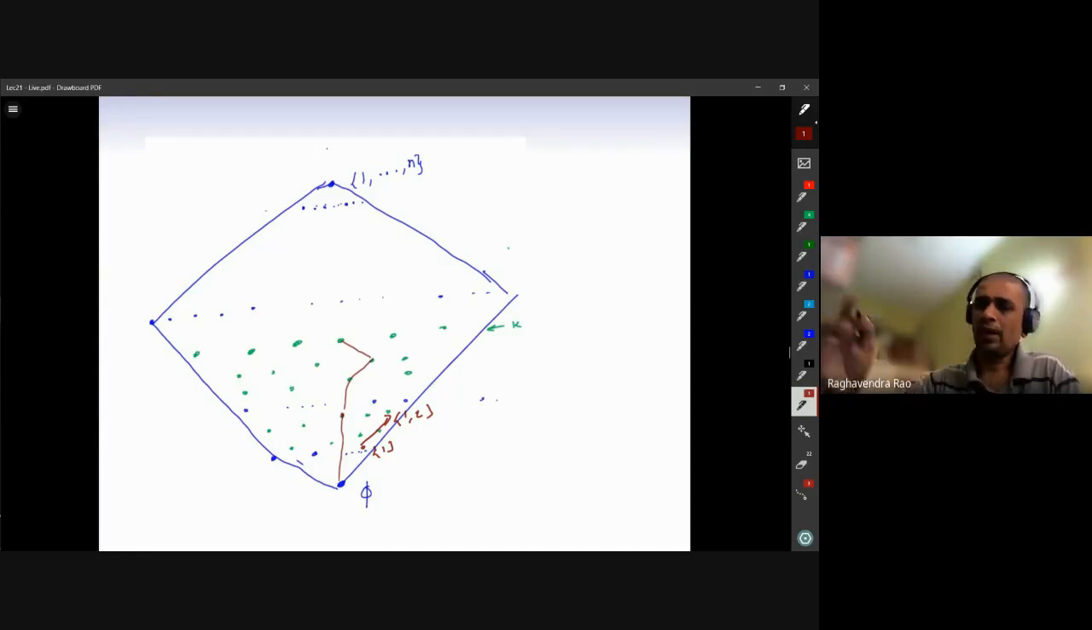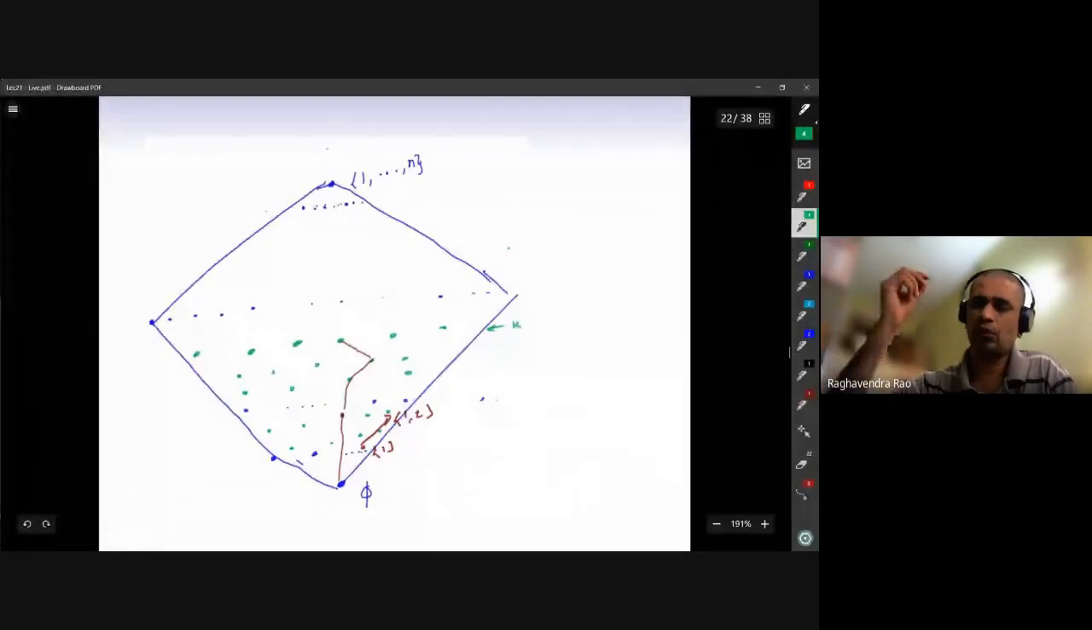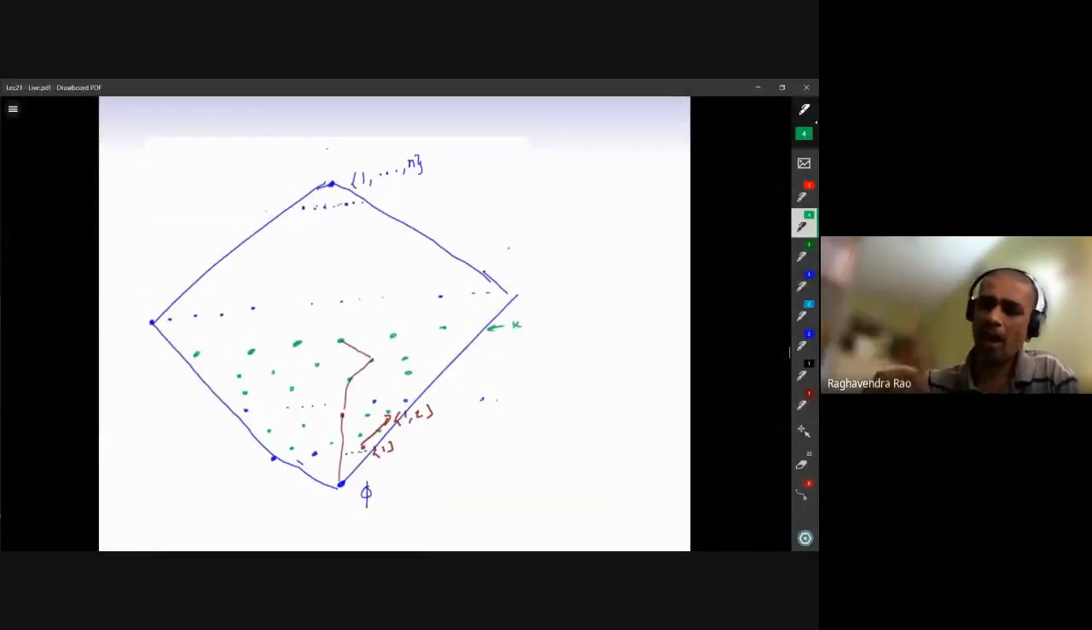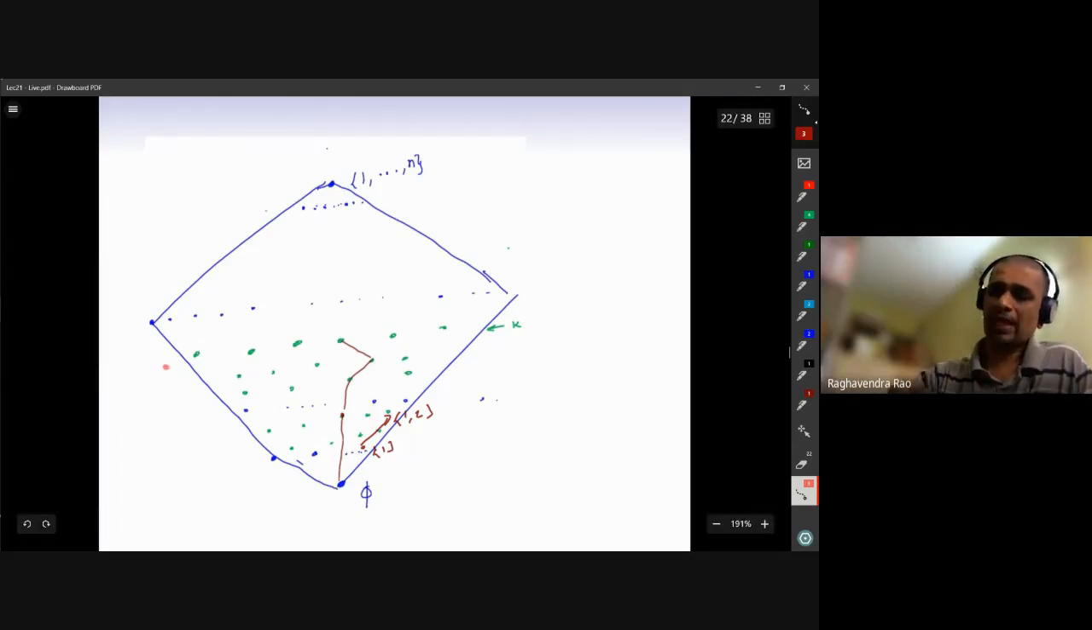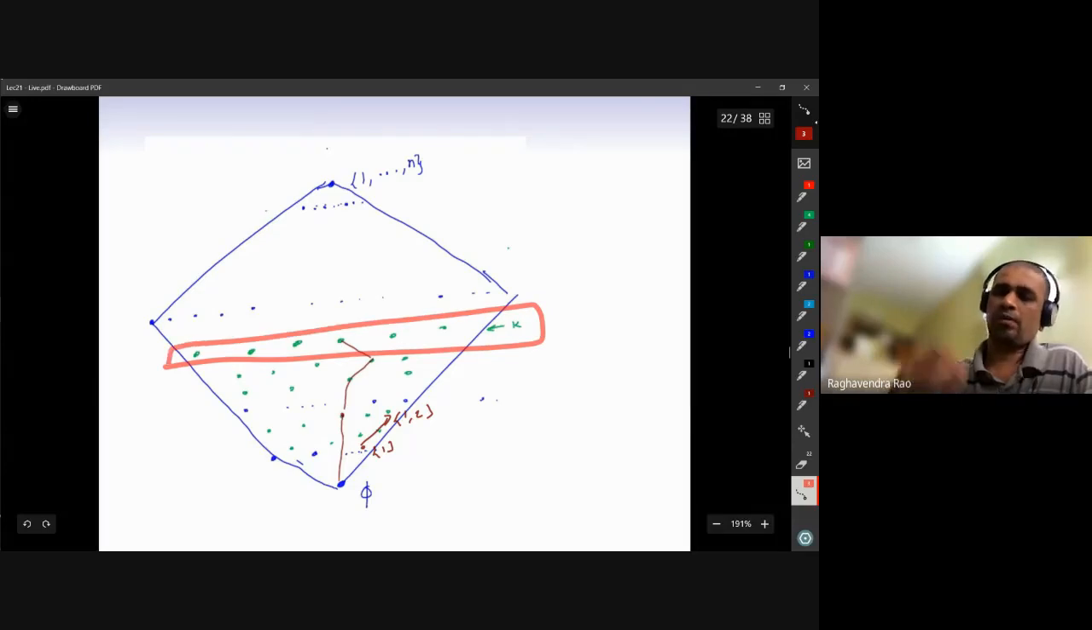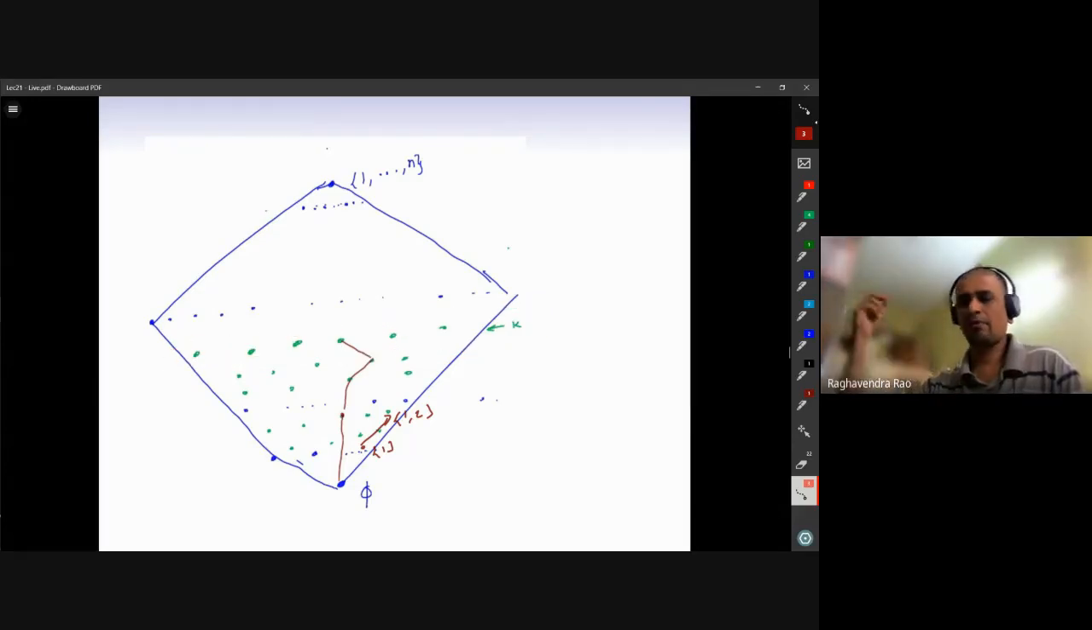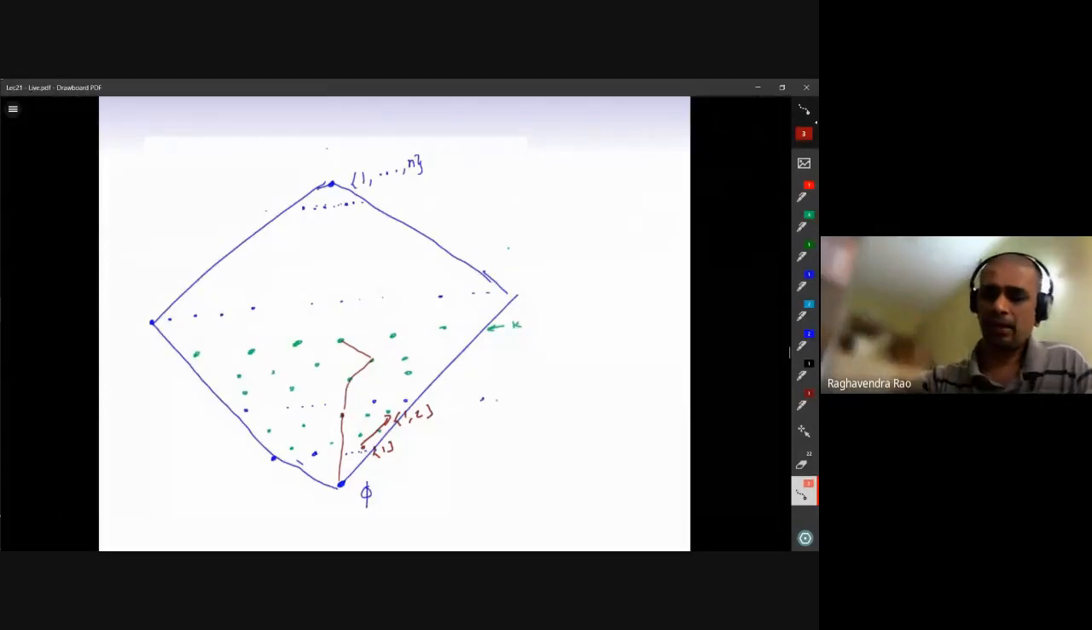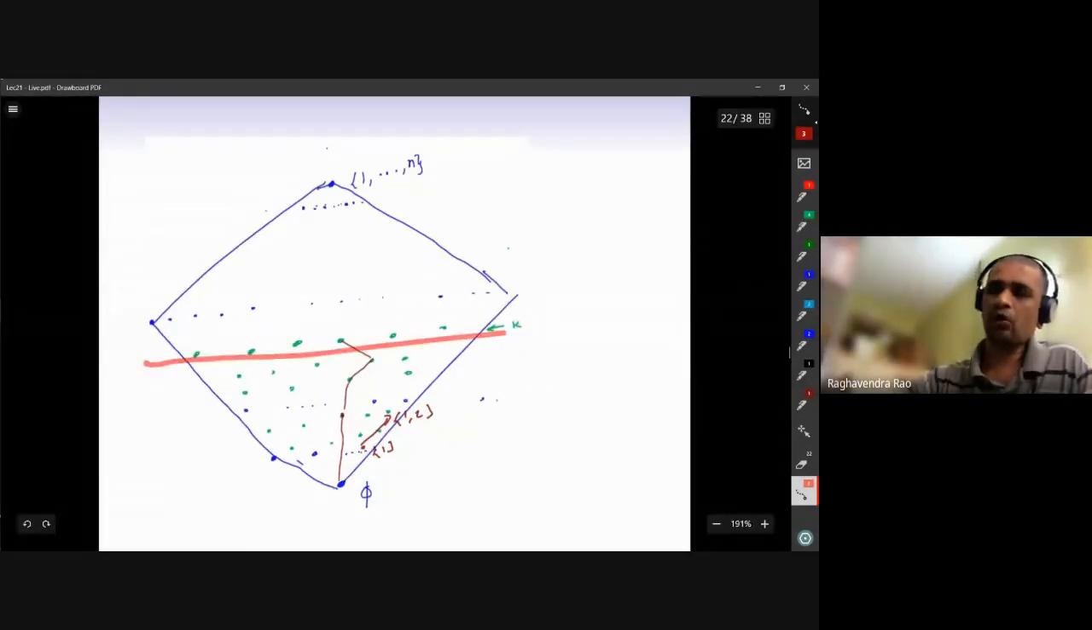Now, if you take a matroid, say with ground set 1 to n, it's a collection of subsets. I mark the independent sets in the matroid with green. These green dots are part of the matroid. Now, if you look at the maximum size, which is the size of a basis, say for the matroid it is k, then my green dots will stop at k. It will not go any further, right?